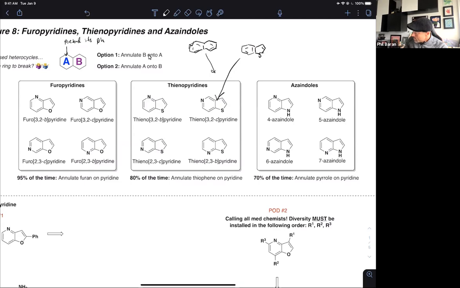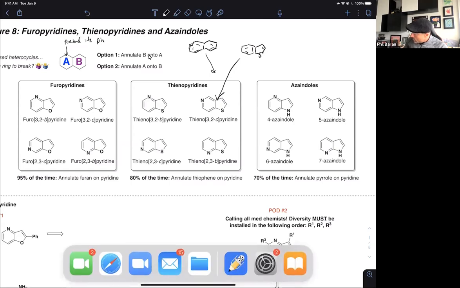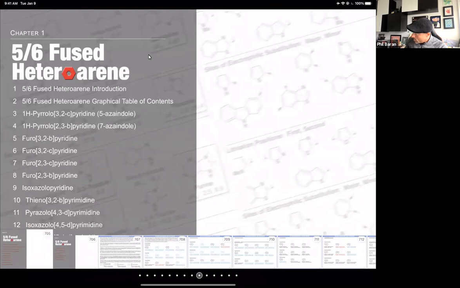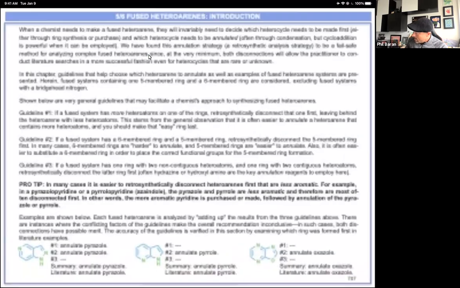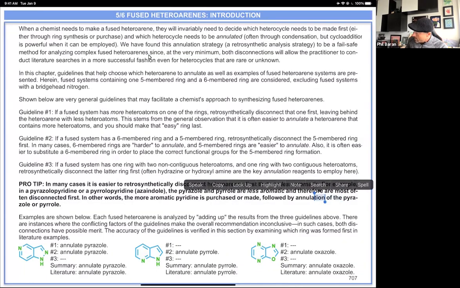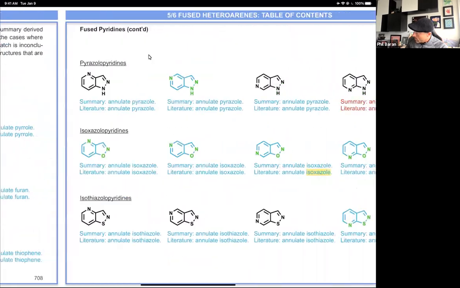I should also mention that there's some useful reading material for you. There's a chapter we wrote a few years ago on the 5-6 fused heteroarenes, and in it is a list of all the rules that one could possibly want to know for all of these.